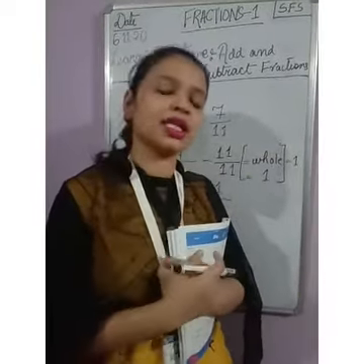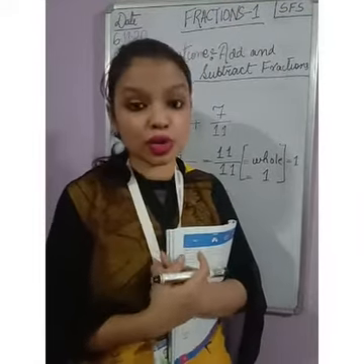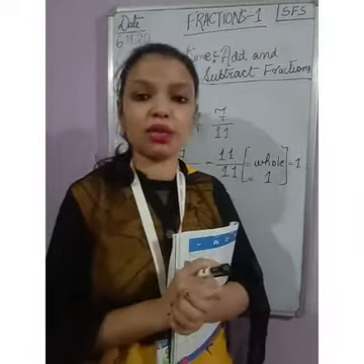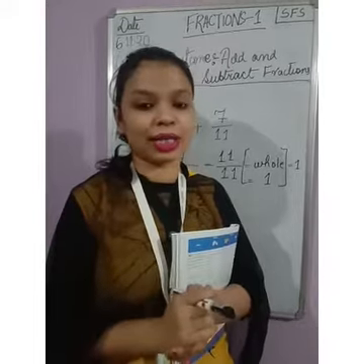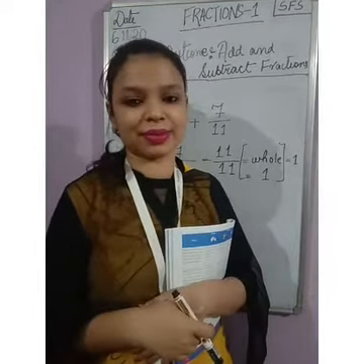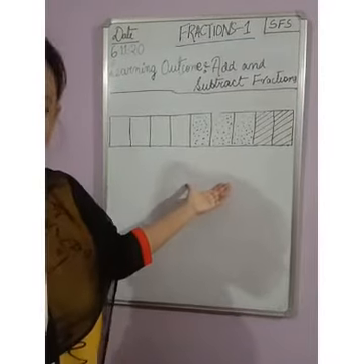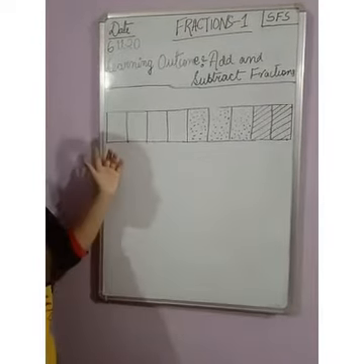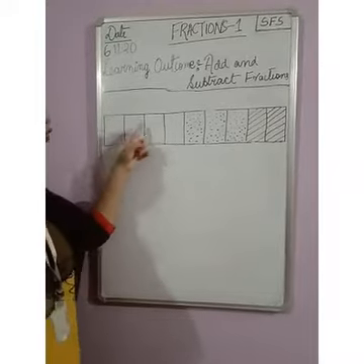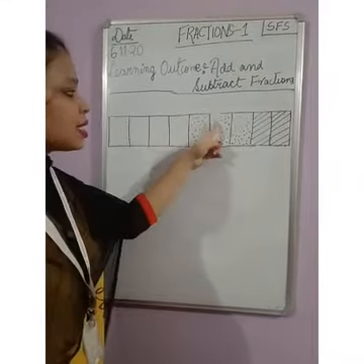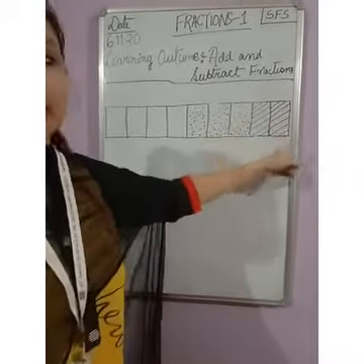Now let us take a small figure where we will use both addition and subtraction, as well as the whole fraction. I have taken a long rectangular bar and I have divided it into 9 equal parts: 1, 2, 3, 4, 5, 6, 7, 8 and 9.